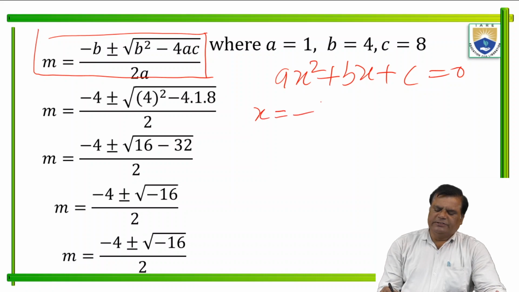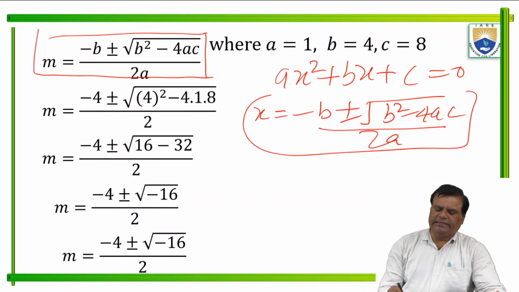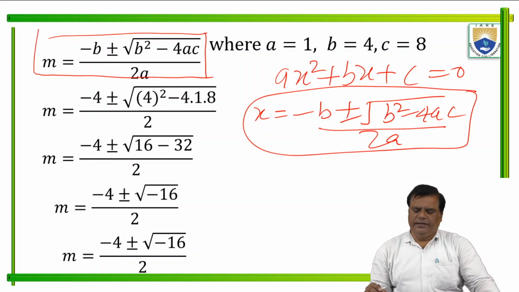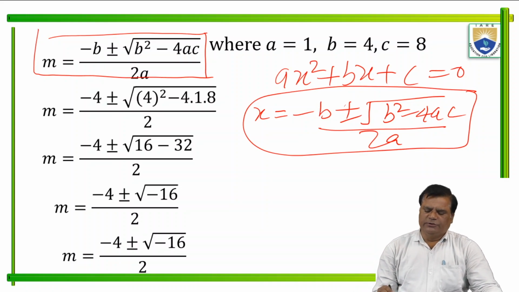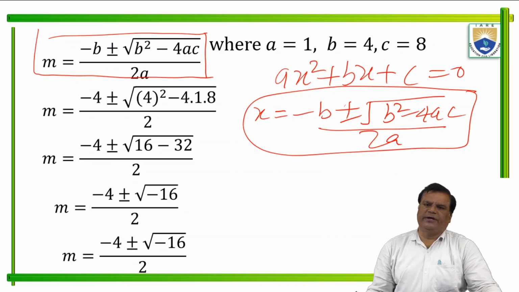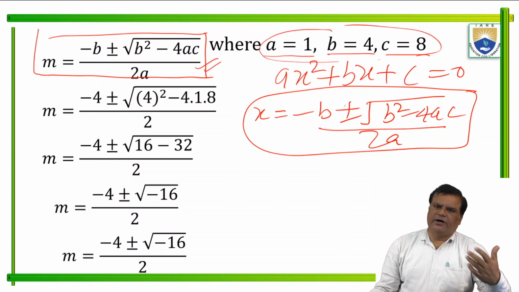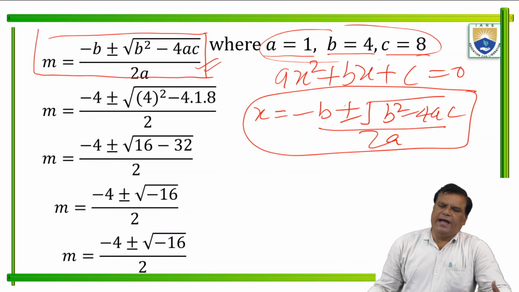x equals minus b plus minus under root b square minus 4ac, upon 2a. This is known as the Sridharacharya formula. Here two solutions are there, plus and minus. One solution is x equals minus b plus under root b square minus 4ac upon 2a, and the next solution is x equals minus b minus under root b square minus 4ac upon 2a. So putting the values a is 1, b is 4 and c is 8, the constants we got from equation 4, which is given in m.